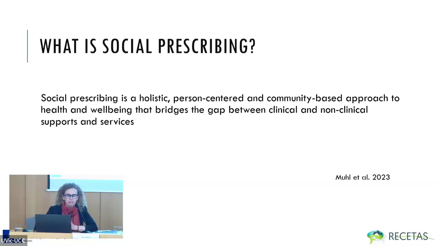So at a really basic level, and this came out of an exercise led by M₃O, to think about how people define it, interviewing and engaging professionals and academics, the definition that came out of this consensus process was that social prescribing is a holistic, person-centered, and community-based approach to health and well-being that bridges the gap between clinical and non-clinical supports and services. In our work, we sometimes refer to it as a non-medical community referral.